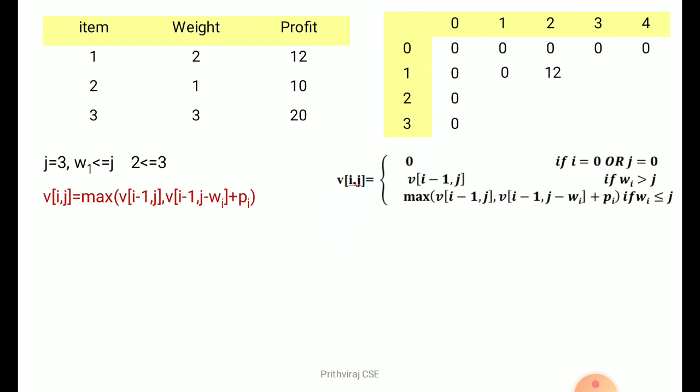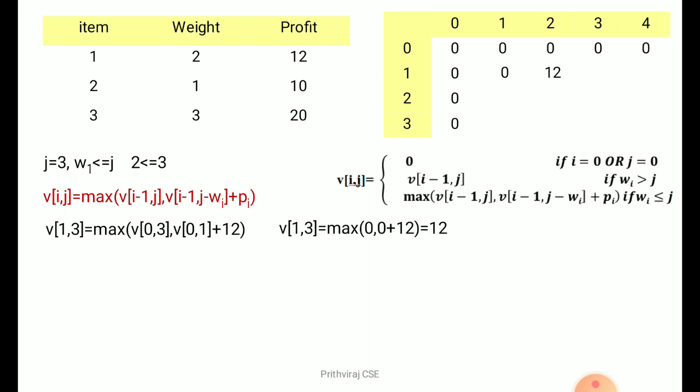Again we will compute for v of i comma j, that is v of 1 comma 3. So v of 1 comma 3 is equal to max of v of 0 comma 3 comma v of 0 comma 1 plus 12. Since w1, which is 2, is less than or equal to j, which is 3, we have to go for the third possibility, and we will get the value v of 1 comma 3 as max of 0 comma 12. Again it is 12.